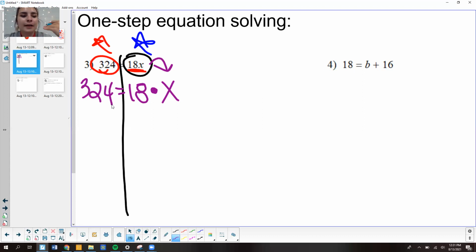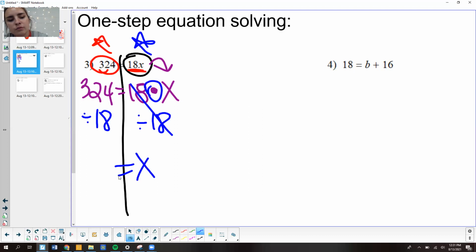Now to get x by itself, I need to go ahead and do the opposite of multiplication, which is going to be division. So I'm going to go ahead and divide both sides by 18. That's going to get me x equals, so then we've got 324 divided by 18. Go ahead and pick up your calculators.